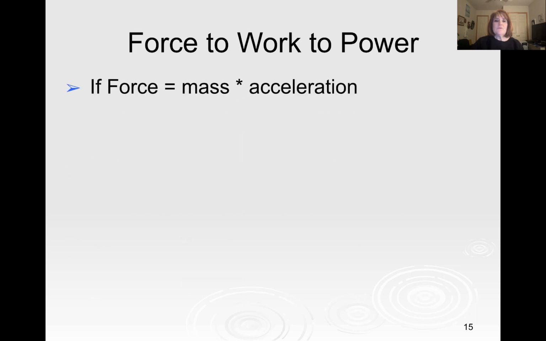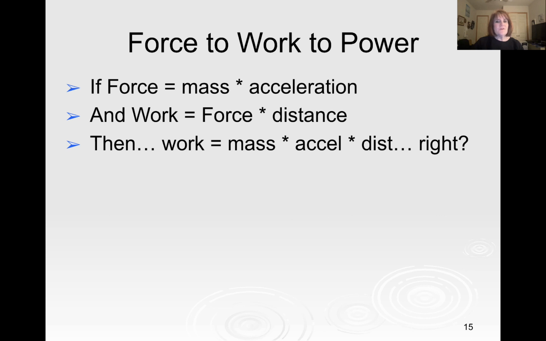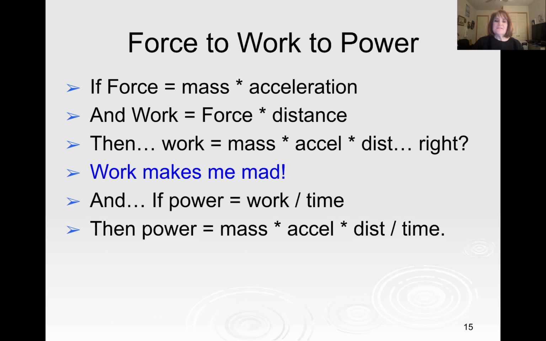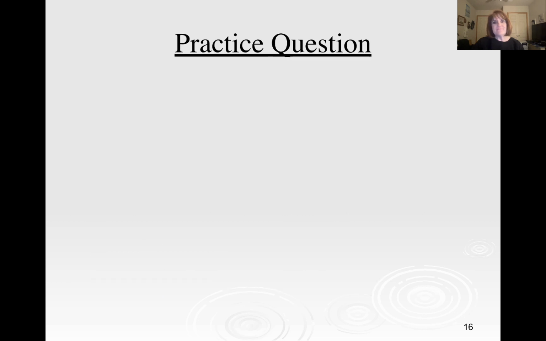So remember that force is mass times acceleration, work is force times distance. That means work could be written as mass times acceleration times distance. Work makes me mad. And power is work over time. That means power is mass times acceleration times distance divided by time. So power could also be written as mass times acceleration times distance, or MAD, over time. Power makes me mad over time.